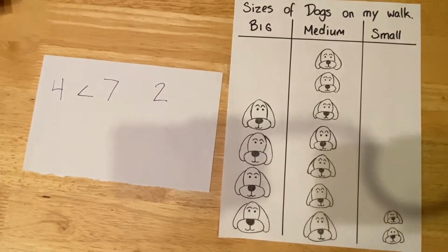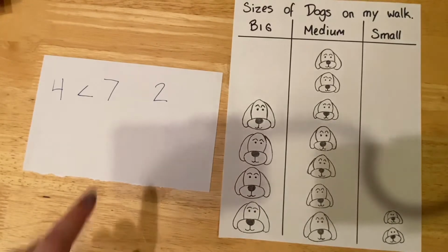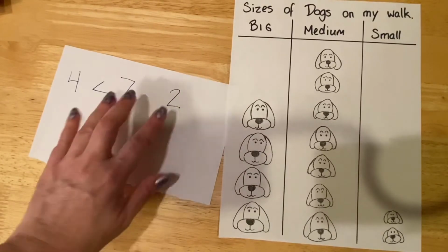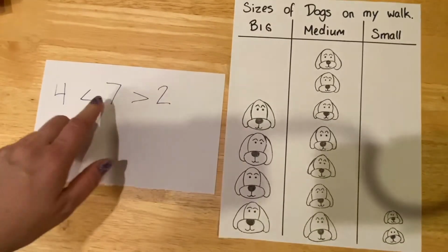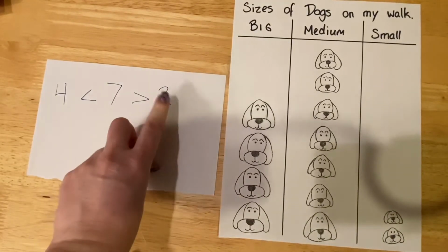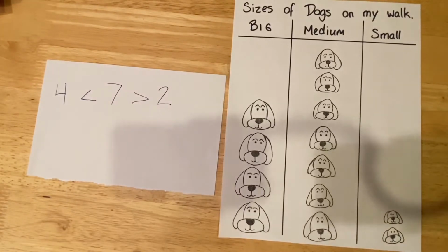Now let's compare the medium and small dogs. Which number is bigger? The 7 is bigger. Let's read it. 7 is greater than 2. Okay, here is my challenge question. How many more big dogs than small dogs?